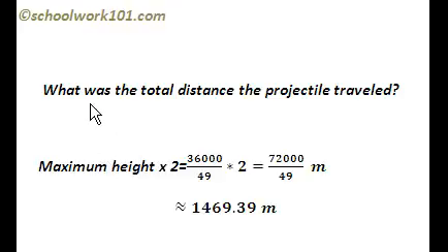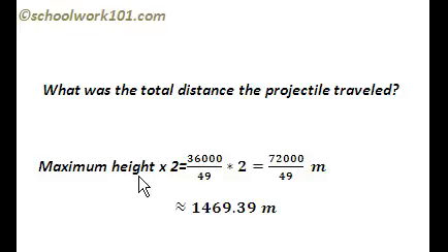Okay, last question: what was the total distance the projectile traveled? Remember, the projectile started at ground level, went up to a maximum height, which we figured out, and then came back down again. As you can see, this problem has symmetry to it.